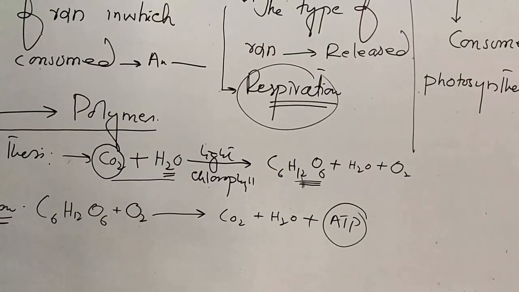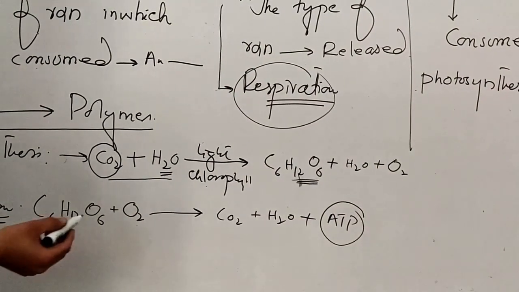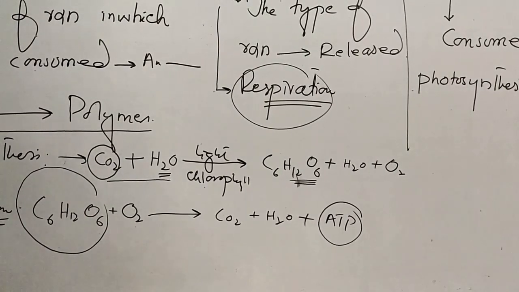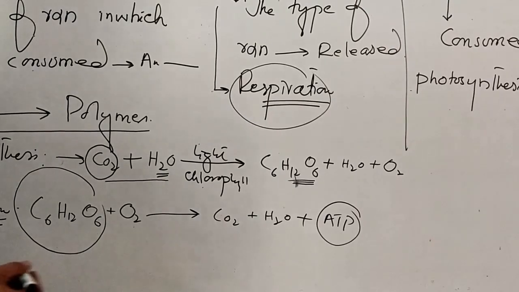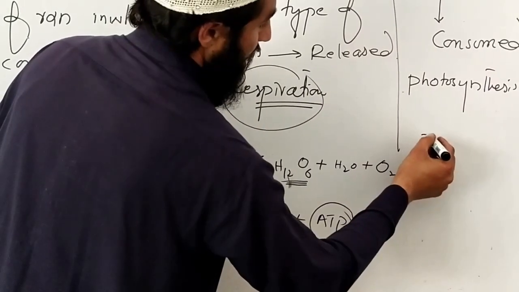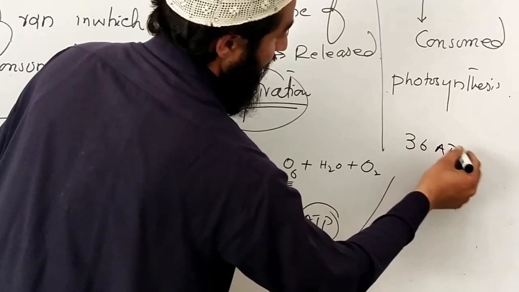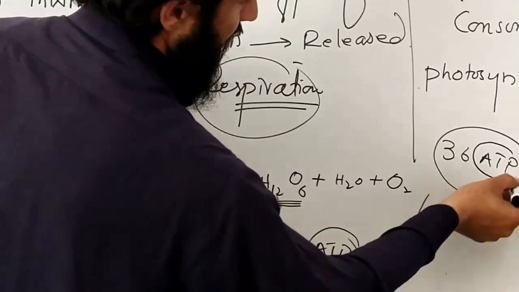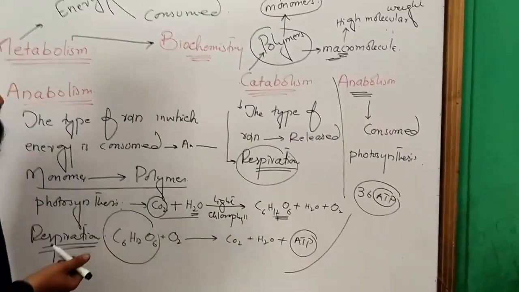And all of you know that when one glucose molecule is completely oxidized in aerobic respiration, it produces what? 36 ATP. And all of you know that it is an energy currency or unit.